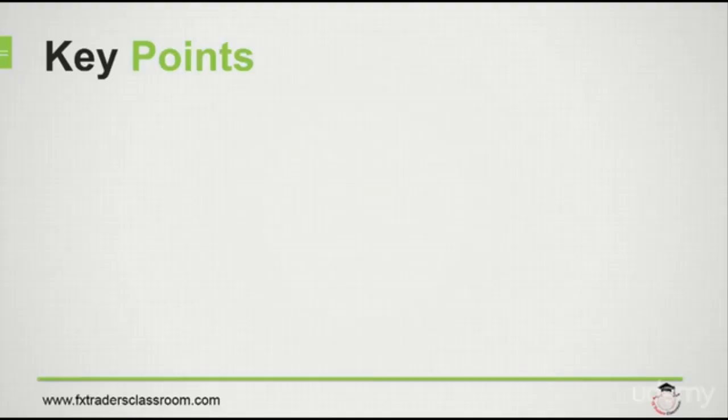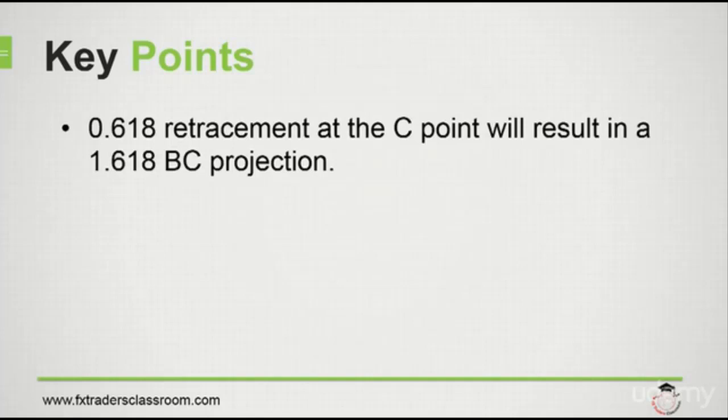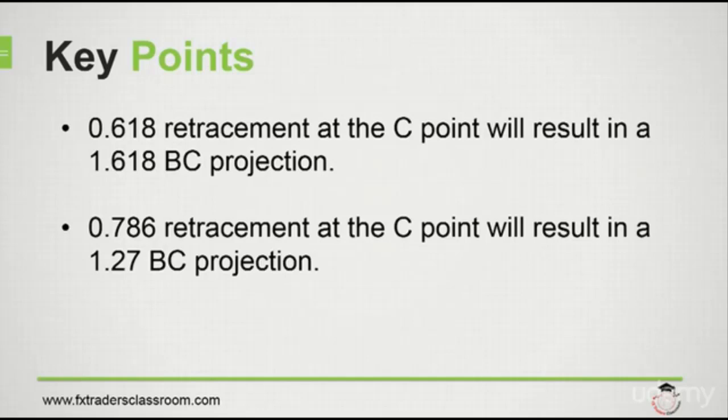Now that we have seen the real market example, it is time to reiterate the most important points of this lesson. First, the 618 retracement at the C point will result in a 1.618 BC projection. And second, a 786 retracement at the C point will result in a 127 BC projection. This may seem a little bit redundant, but the BC projection is what sets up this entire pattern for completion.